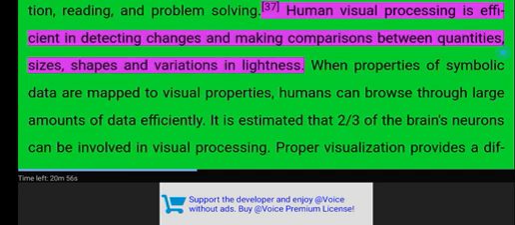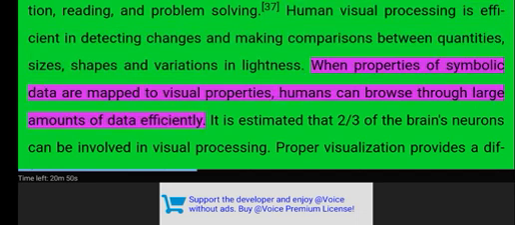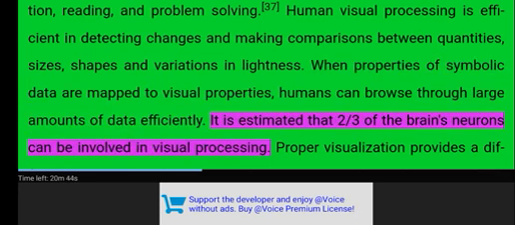37. Human visual processing is efficient in detecting changes and making comparisons between quantities, sizes, shapes and variations in lightness. When properties of symbolic data are mapped to visual properties, humans can browse through large amounts of data efficiently. It is estimated that 2/3 of the brain's neurons can be involved in visual processing.